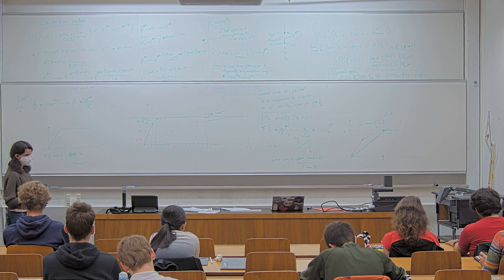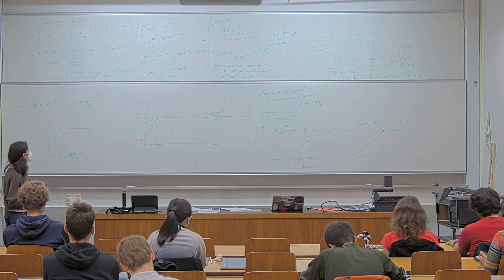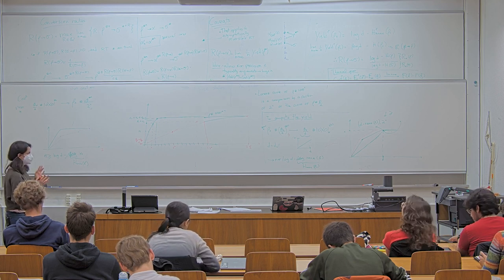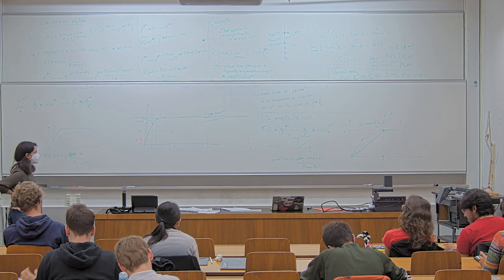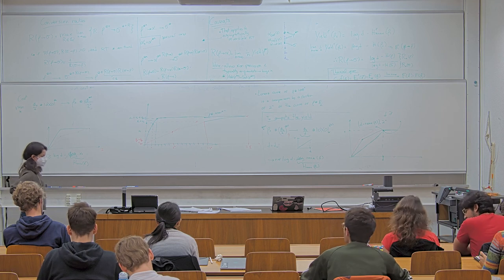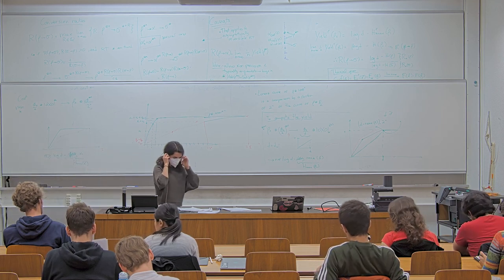So with this, I release you for lunch. The conclusion is that currencies are another way to characterize resource theories and to get the cost of conversion. Good. Thanks.